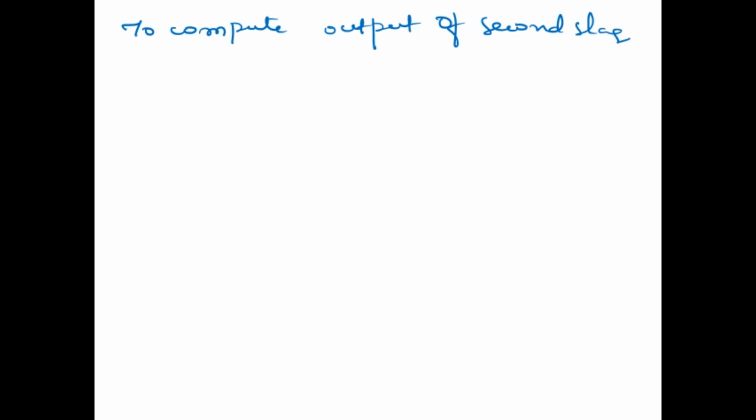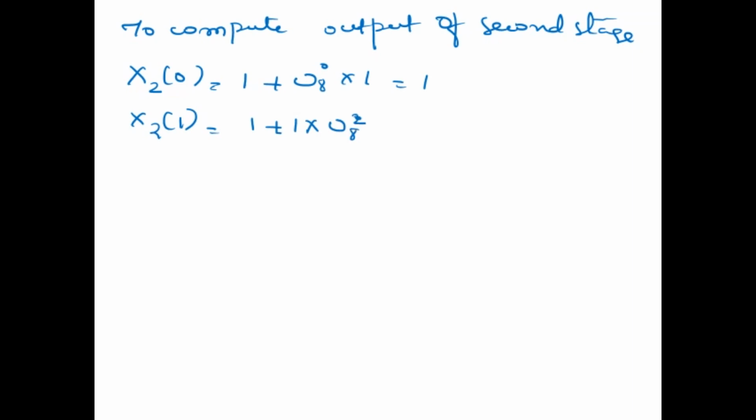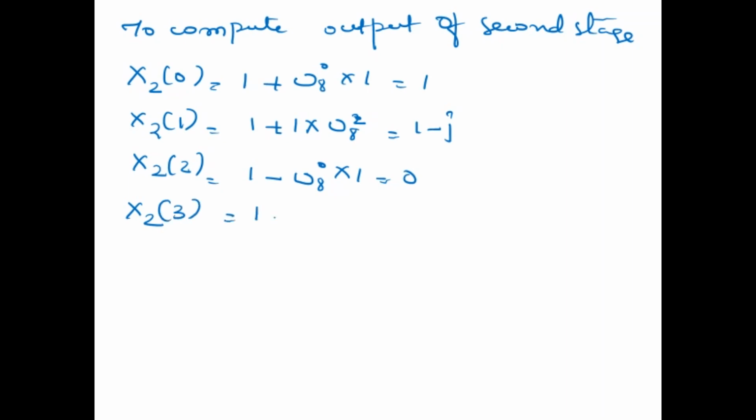So these are the inputs for the second stage of butterfly diagrams. Let us compute second stage output. That is x2 of 0. So input is 1 plus omega 8 of 0 into 1, which is equal to 1. Then x2 of 1 equal to 1 plus 1 into omega 8 of 2 is equal to 1 minus j. x2 of 2 is equal to 1 minus omega 8 of 0 into 1, which is equal to 0. x2 of 3 is equal to 1 minus 1 into omega 8 of 2 equal to 1 plus j.